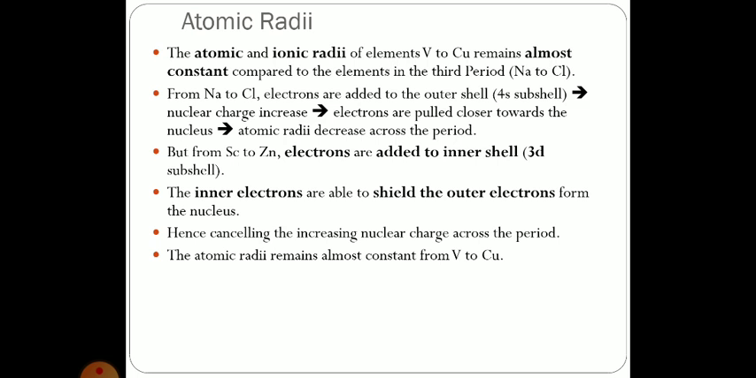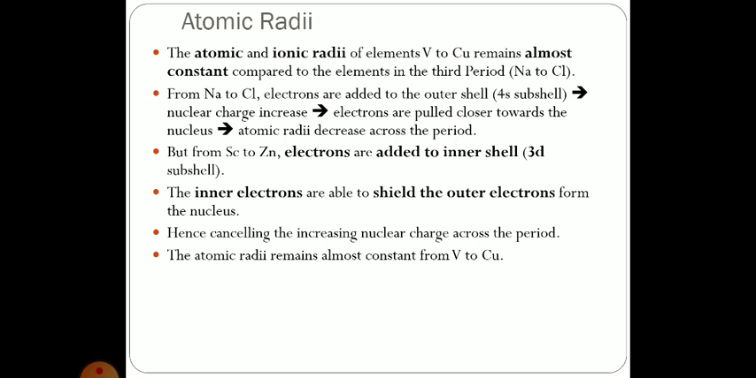This is a very important point that you should remember: when electrons are added from left to right, moving across the period, nuclear charge increases, which leads to the electrons being pulled closer towards the nucleus. Therefore, atomic radii decrease across the period.